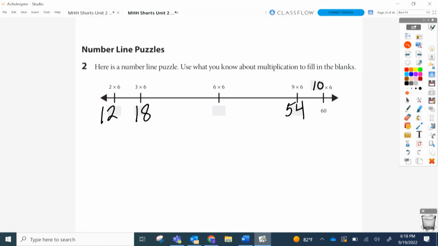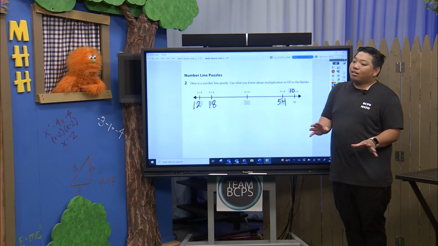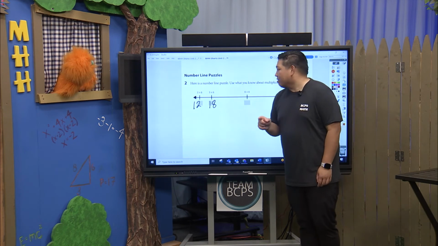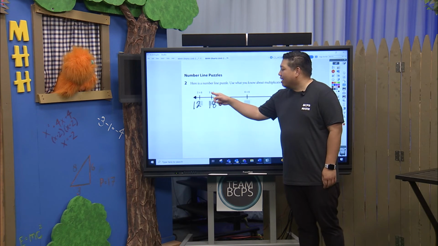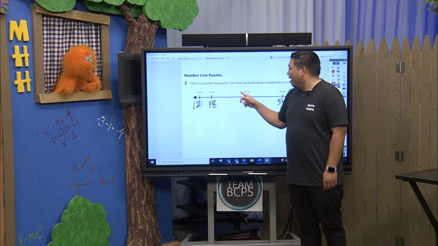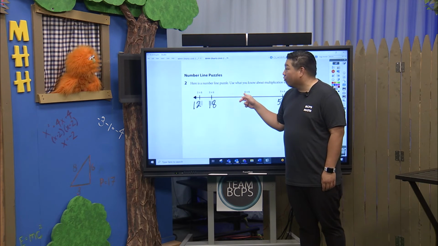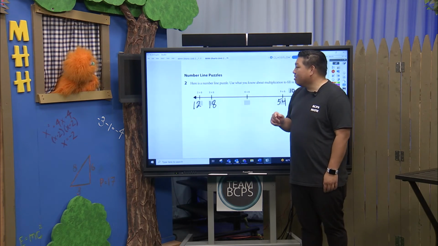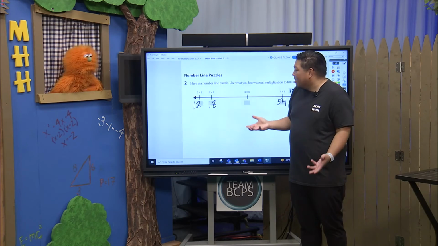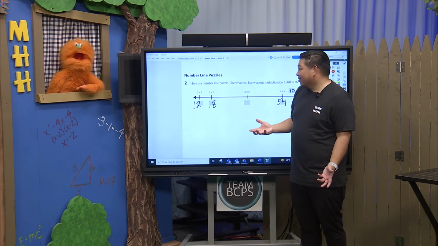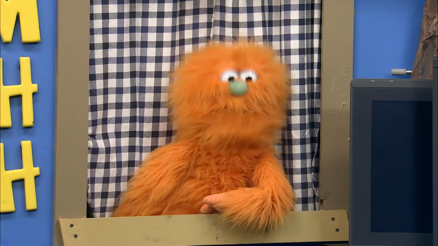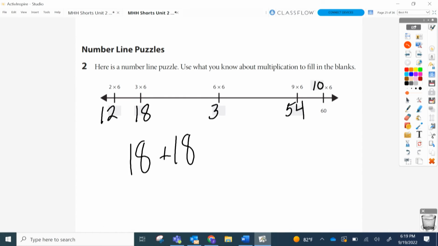Awesome. We have 1 more left, and this one is a little tough. But think about this. If you know that 3 times 6 is 18, and 6 is just double 3, can we just double the 18 to get 6 times 6? So what's 18 doubled? 18 plus 18, or 18 times 2, would be 36. Well done, Max. That's awesome.